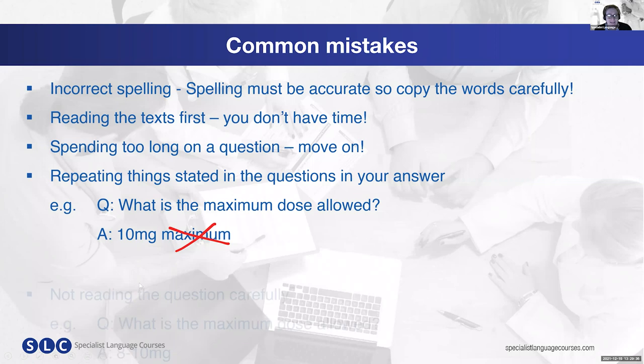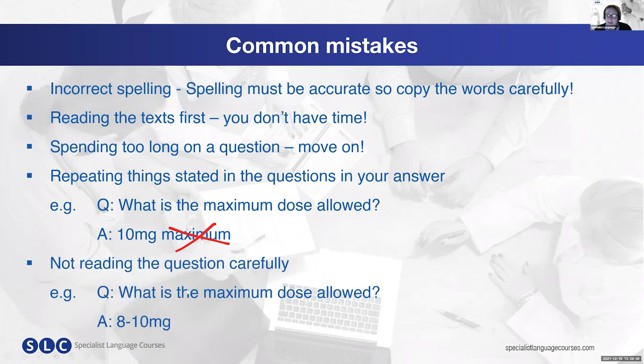Another mistake is not reading the question carefully. So for example, imagine the question is, what is the maximum dose allowed? And you put 8 to 10 milligrams. That's not the maximum. That's the range. It's minimum to maximum, so you'd get it incorrect. You just need to write the top end of the range, 10 milligrams. So little tricks like this can really make a difference.